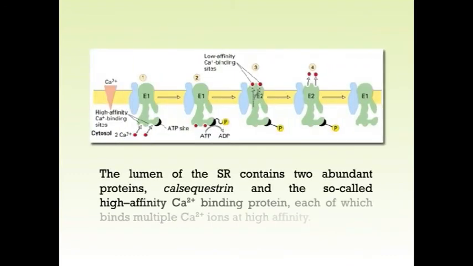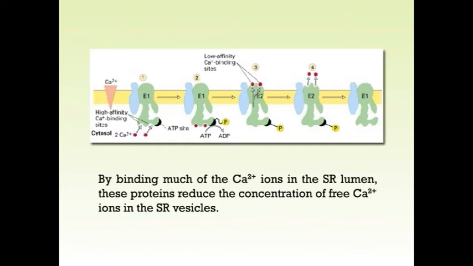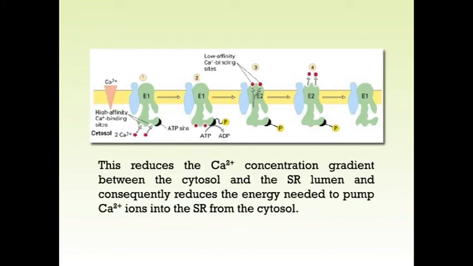The lumen of the SR contains two abundant proteins, calsequestrin and the so-called high-affinity calcium-binding protein, each of which binds multiple calcium ions at high affinity. By binding much of the calcium ions in the SR lumen, these proteins reduce the concentration of free calcium ions in the SR vesicles. This reduces the calcium ion concentration gradient between the cytosol and the SR lumen and consequently reduces the energy needed to pump calcium ions into the SR from the cytosol.